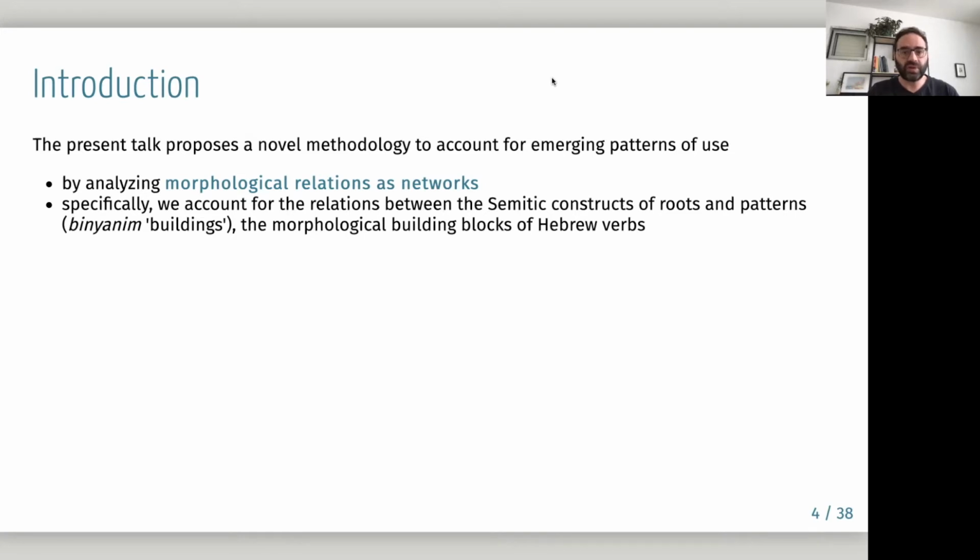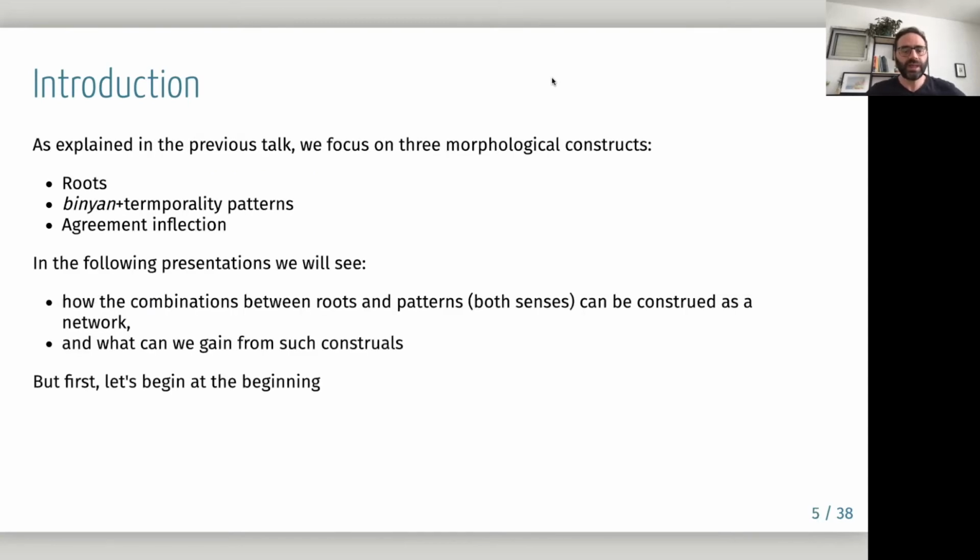And specifically, we account for the relations between the Semitic constructs of roots and patterns, the Semitic constructs that Dorit Ravid presented earlier, which are the morphological building blocks of Hebrew verbs. As explained in the previous talk, we focus here on three morphological constructs. First is the root. Second is the binyan plus temporality pattern. And finally, we have agreement inflection.